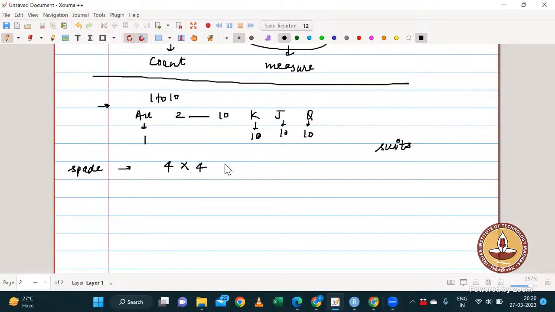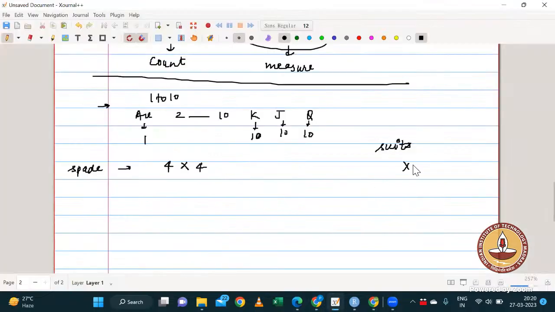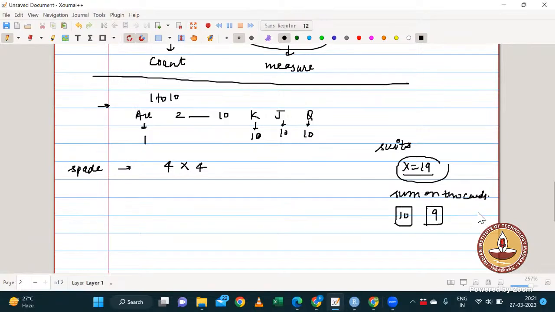No, sir. Okay, not clear. So tell me, what is the x? It is asking for the sum to be 19, correct? Yes, sir. Okay, how will you get the 19? Sum on 2 cards. For the first card, what should it be? It can be 10. It can be 9. Correct. So there is one card with number 9 and 4 cards with number 10.